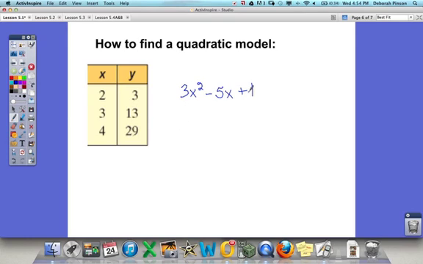Now, I wrote this as an expression. I should probably write it as an equation, so you could write it that way. It is a function, so you could also write it like this. Either one's fine.